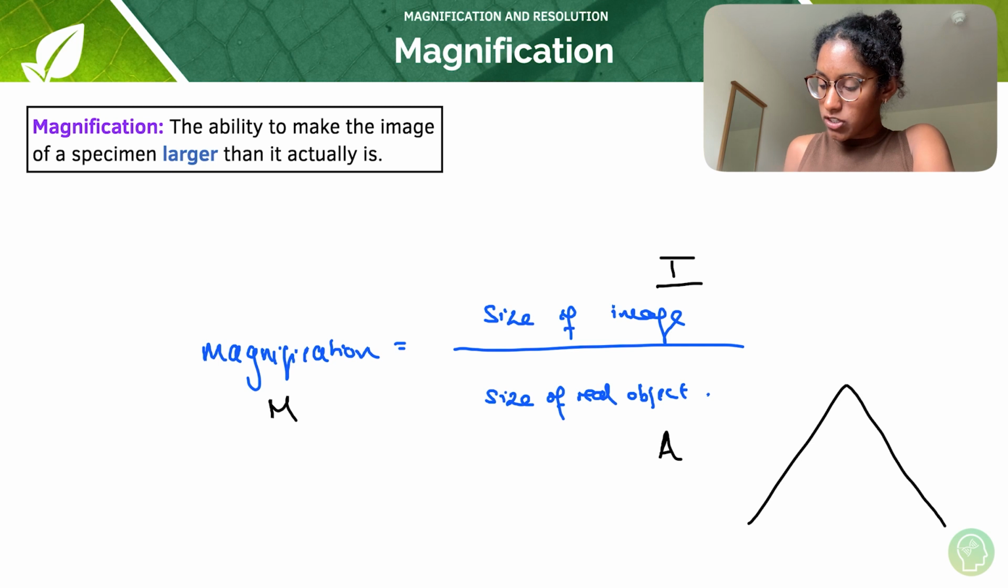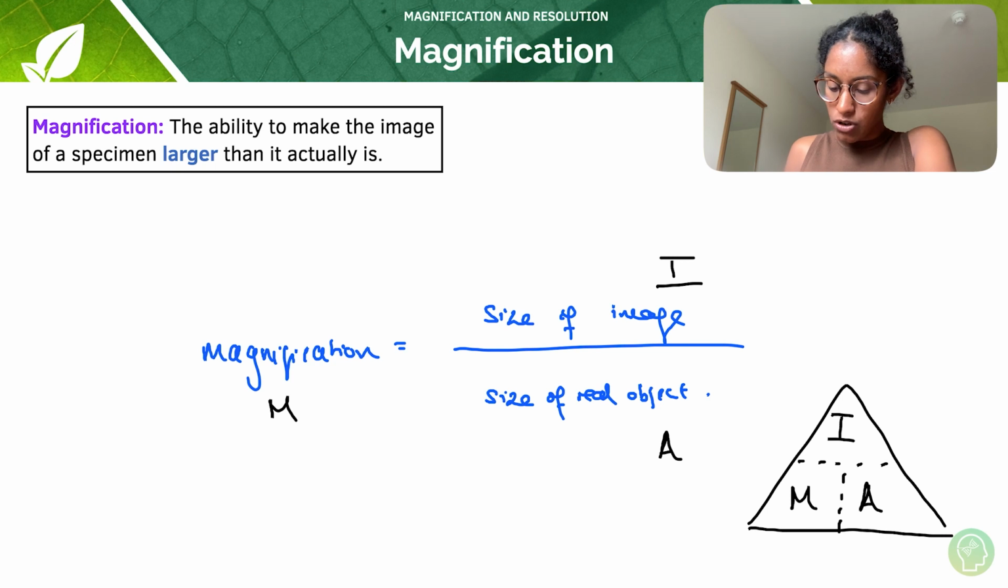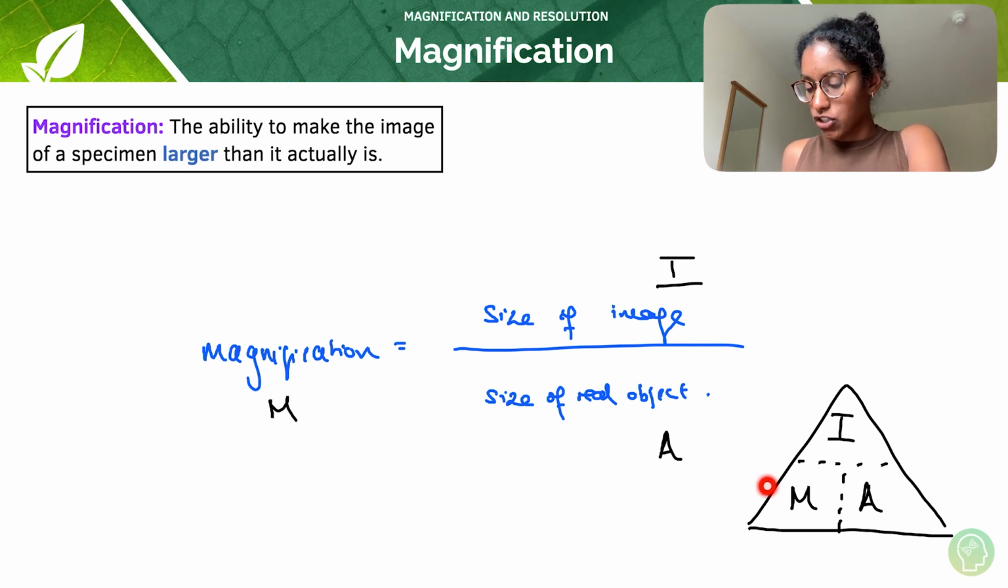A really useful way to do this is to draw a triangle. We know that I is on top because size of image equals magnification times the size of the real object, or as I've written here, magnification equals size of image over the real object size. And therefore this triangle now gives you every way to work out each of these different values.